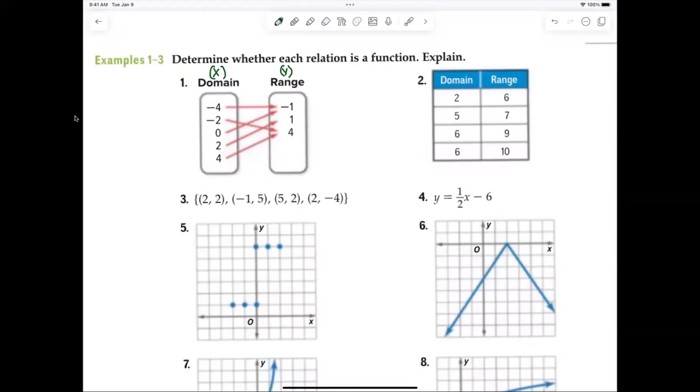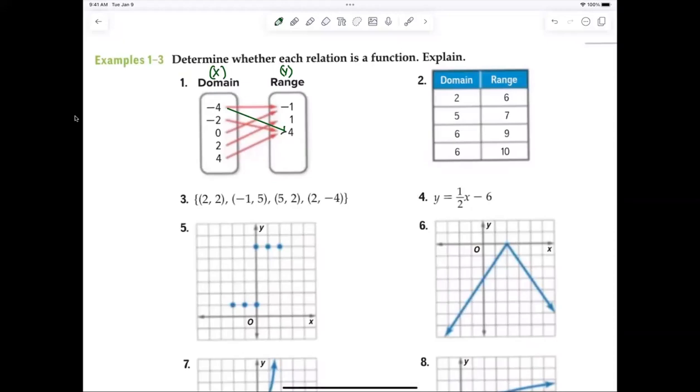So, someone who's brave. Number one, is that a function? Yes. All of the x values are different. All of the x values are different. So number one is yes. Now I'd like everybody to take a look at what I'm doing now. I'm adjusting number one.